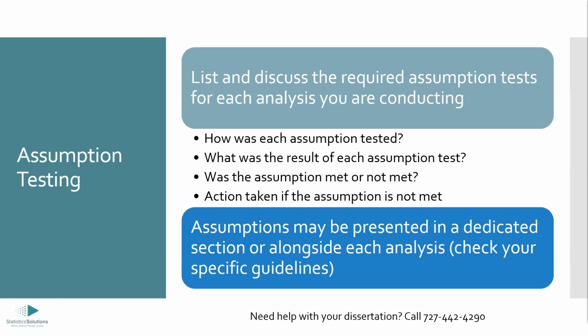And then if the assumption was not met, you want to discuss any actions you took to account for the fact that that assumption was not met. So if you had the assumption of normality violated, then maybe you did a non-parametric test or some kind of transformation to the data to account for the normality assumption. And like I mentioned before, the assumptions can be presented alongside each analysis or in its own dedicated section, depending on what your school requires.